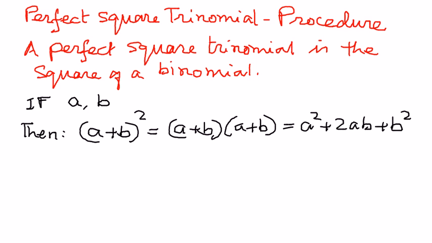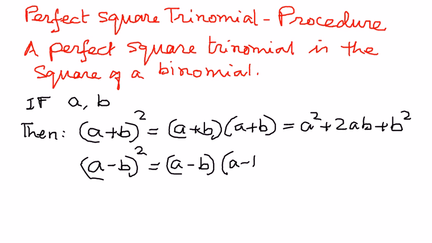The second formula is, if A and B are real numbers or variables or algebraic expressions, then A minus B, the whole squared, we can write as A minus B times A minus B, and that we can expand as A squared minus 2AB plus B squared.